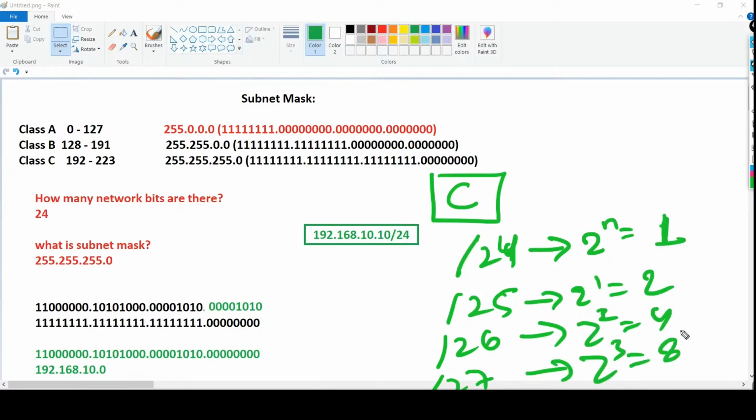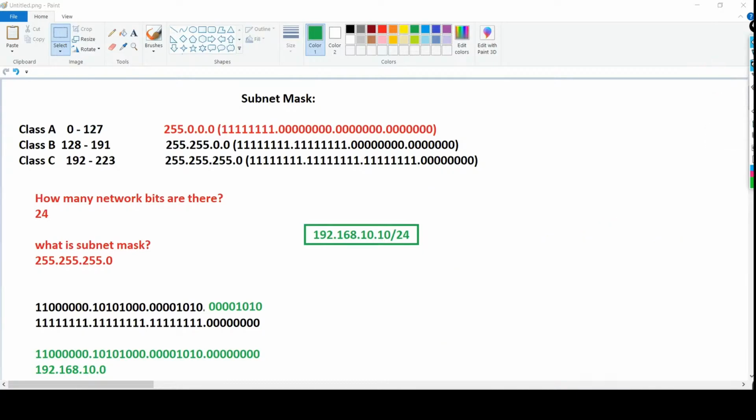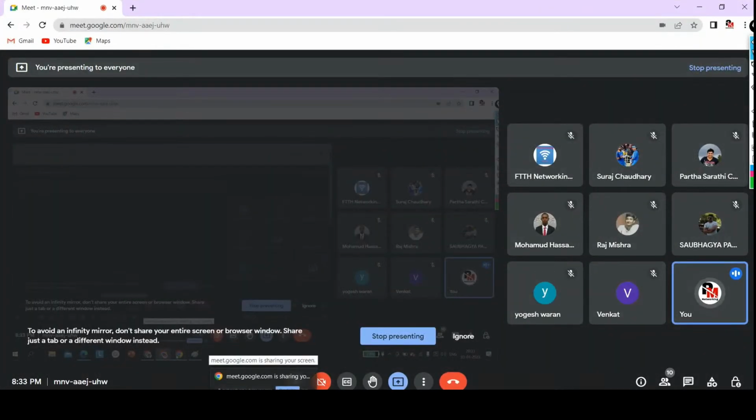That means with the help of the CIDR value, we can divide a large network into multiple small networks, and this is subnetting. What is subnetting? Subnetting is a process of dividing a big network into multiple small networks.